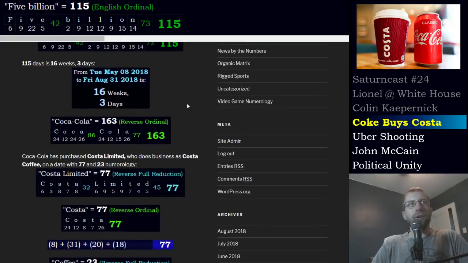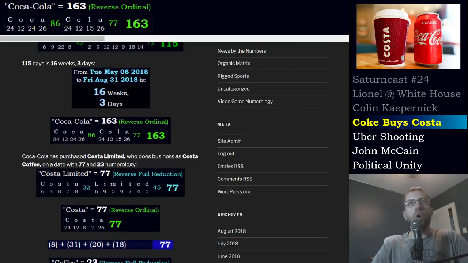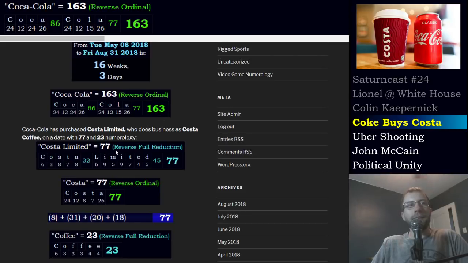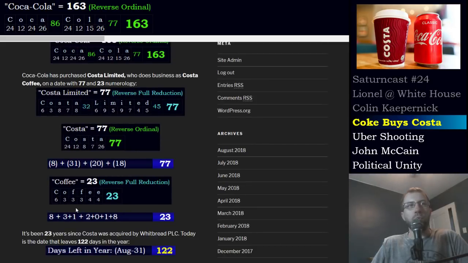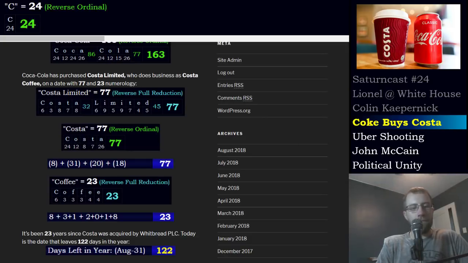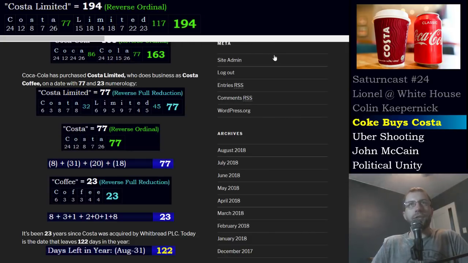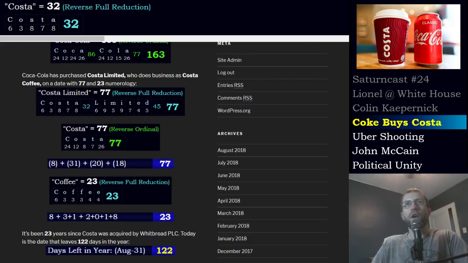115 days is also 16 weeks and 3 days. Using the reverse alphabetic order, Coca-Cola equals 163. The date of this announcement, 8 plus 31 plus 20 plus 18, sums to 77. In reverse reduction, Costa Limited equals 77. Costa equals 77 in the reverse order.